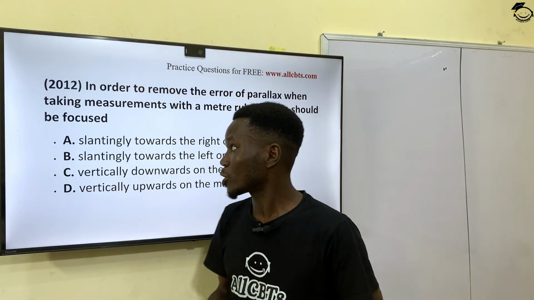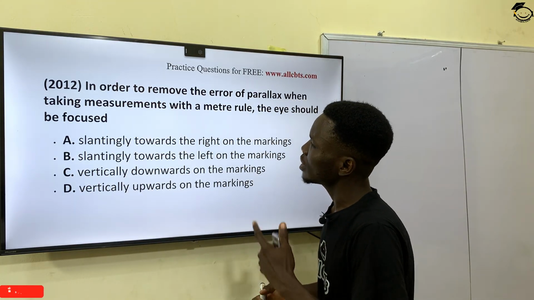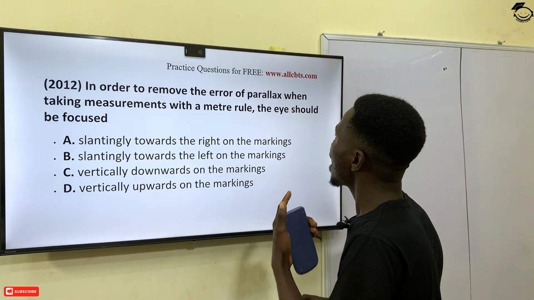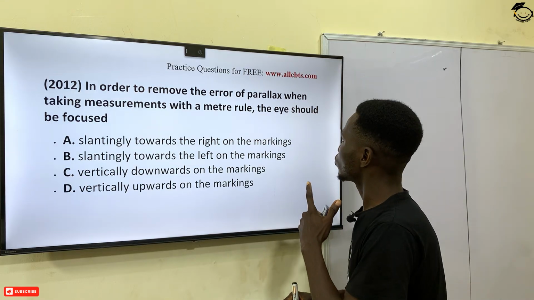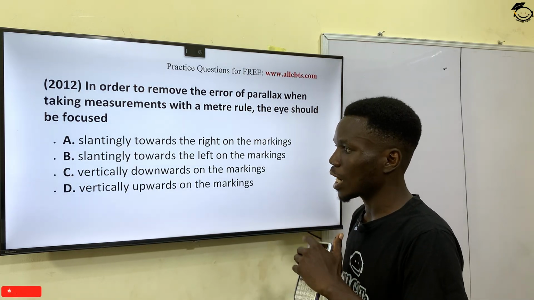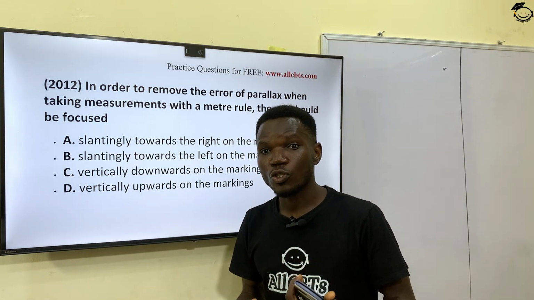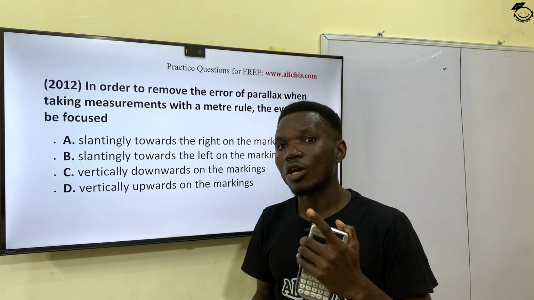So that takes us to question number 2, which is, in order to remove the error of parallax when taking measurement with a meter rule, the eye should be focused dash. So where are you going to focus your eye in order to avoid error due to parallax?